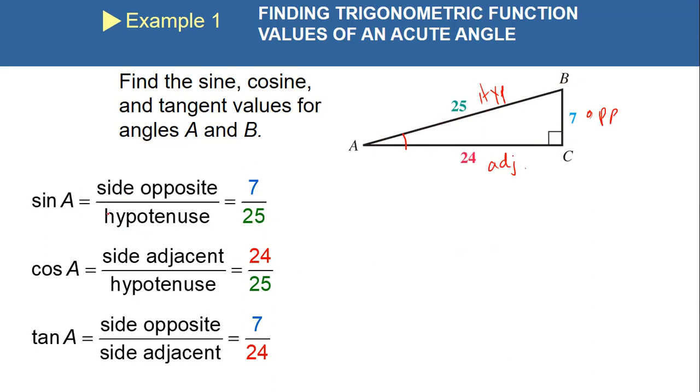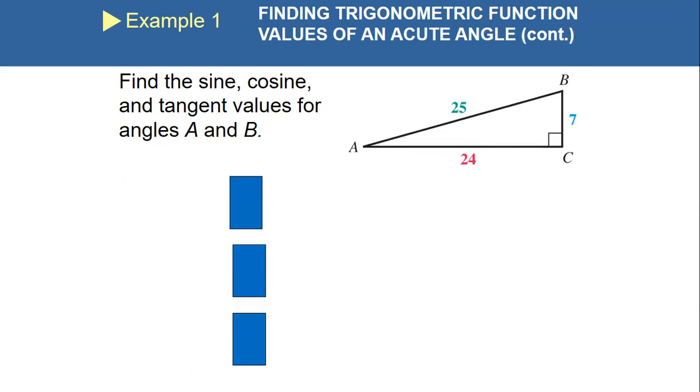Sine of A is your opposite over your hypotenuse. My opposite is 7, my hypotenuse is 25. Cosine of A is adjacent over hypotenuse. My adjacent is 24, my hypotenuse is 25. And tangent is your opposite over your adjacent. My opposite was 7, my adjacent is 24. These are all simplified, so those are my final answers.